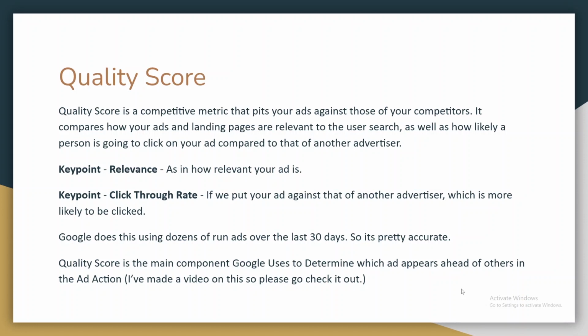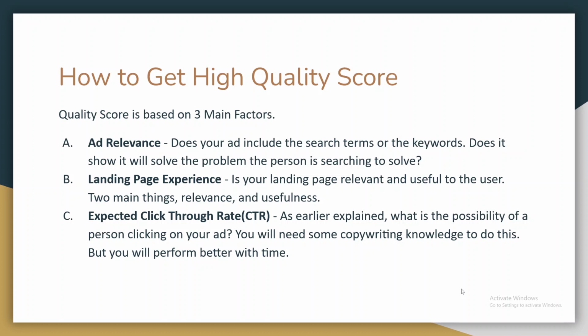So Google does the analysis. Of course, it uses its AI and determines, because it has data over the last 30 days, it has run dozens of ads over the last 30 days, and it is able to determine that this one is more likely to be clicked over this. So that becomes the basis of the quality score component of your ad, and that also becomes the key ingredient in the ad auction. So this is how to get a very high quality score.